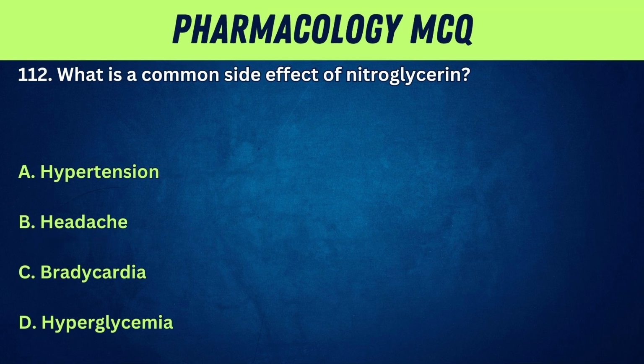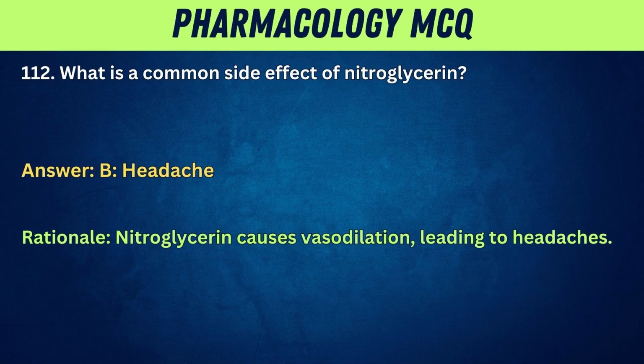112. What is a common side effect of nitroglycerin? A. Methimazole. B. Headache. C. Bradycardia. D. Hyperglycemia. Answer: B. Headache. Rationale: Nitroglycerin causes vasodilation, leading to headaches.